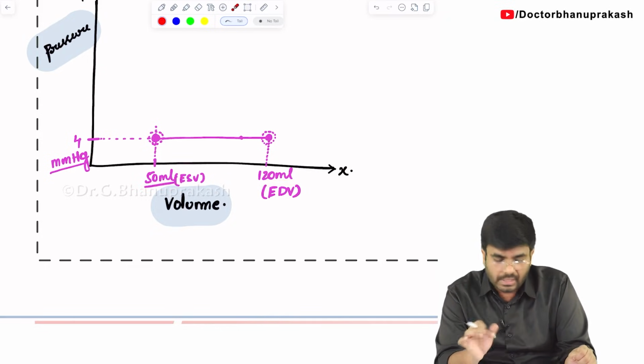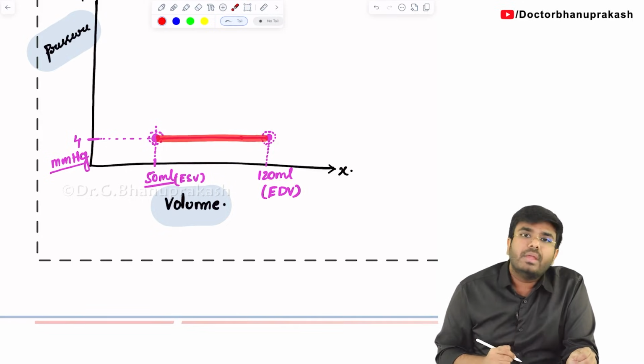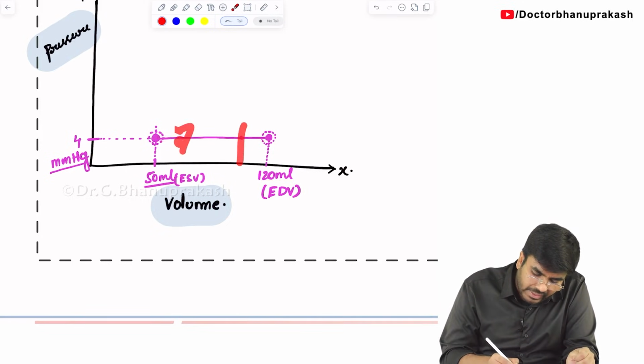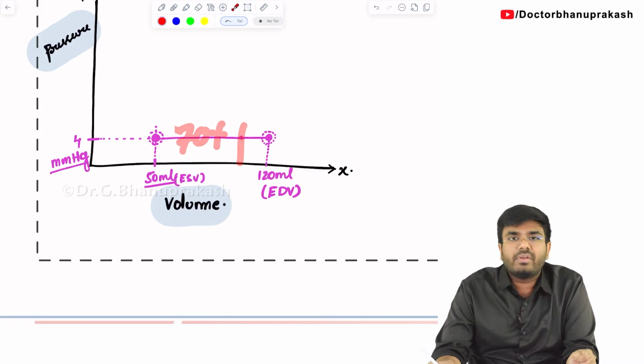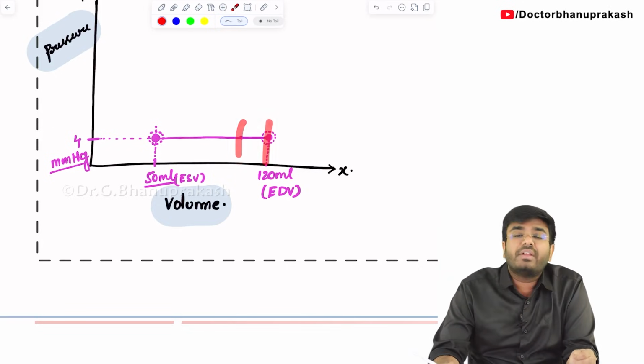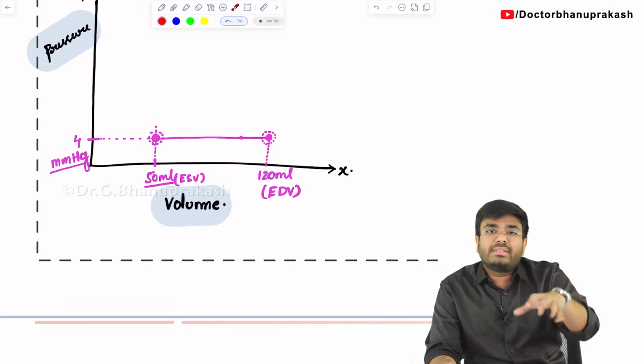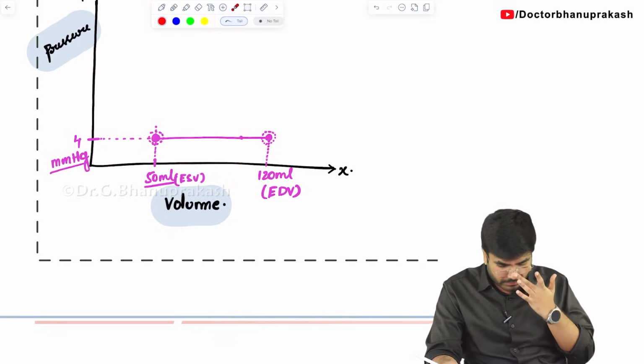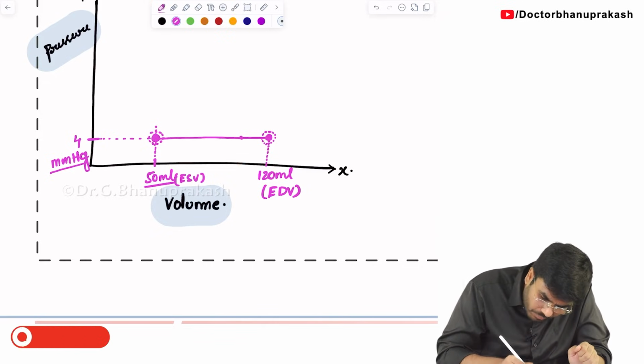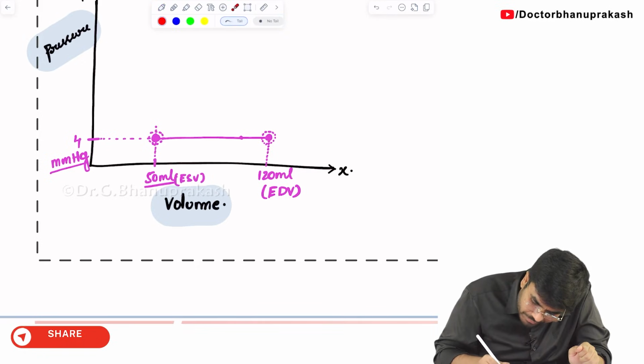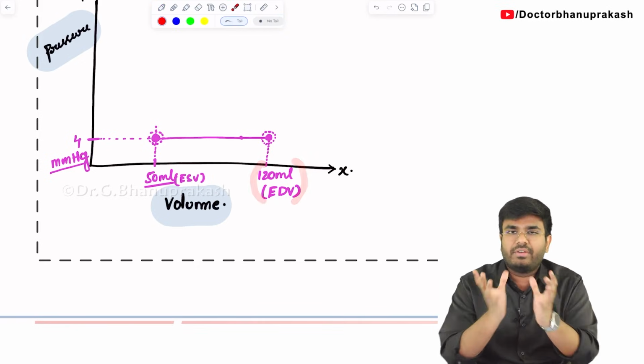Now tell me, what is this pink color line representing? Ventricular filling. During ventricular filling, 70% of the ventricle will fill by rapid ventricular filling. The remaining 30% of the ventricle will fill by active filling, that is atrial contraction. Okay, now fine. Once you have 120 ml of blood in the ventricle, what is the next?